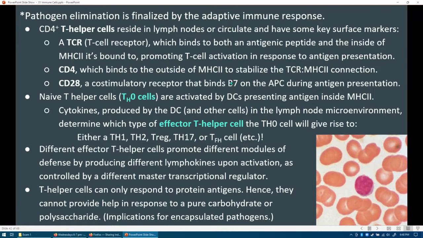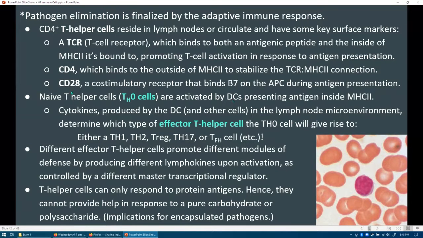Hopefully B7 is present, and if it is, it will bind to CD28, and that delivers a co-stimulatory signal to the T cell, saying, okay, it's fine. There is a problem here. You can become activated. Now, naive T helper cells are sometimes called Th0 cells. These are cells that have never encountered antigen before. It makes them naive. Okay, they've never found their antigen before. They are activated by dendritic cells presenting antigen inside MHC2.